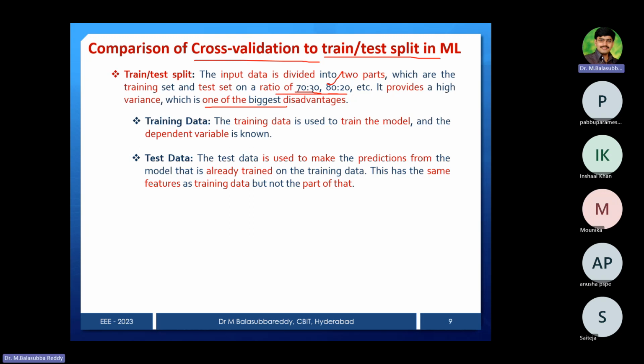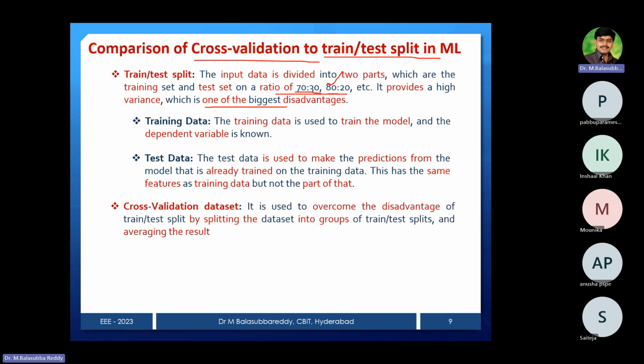Whereas test data is used to make predictions from the model that has already been trained on the training data. It has some features like the training data, but is not part of it. Whereas cross validation is used to overcome the disadvantage of splitting: it divides the data set into groups of training and testing, and then averages the results.